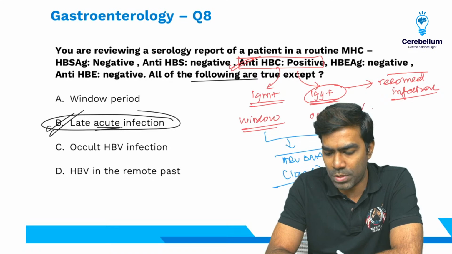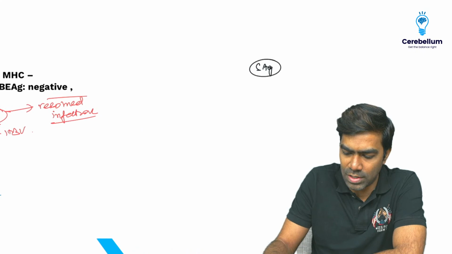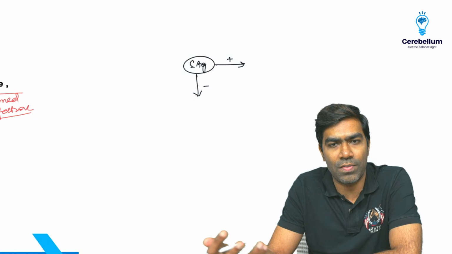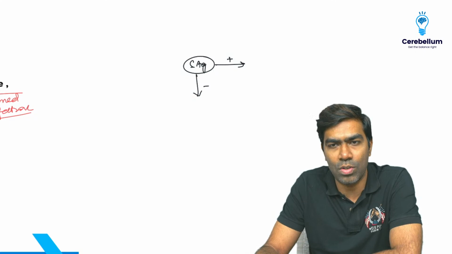So let me tell you in an algorithmic fashion. First, what are you going to see? You're going to see surface antigen. Surface antigen can be positive or negative. I've told you so many times, the same algorithm I explained to you. If surface antigen is positive, what is the next step that you're going to look for? Look at anti-HBc.